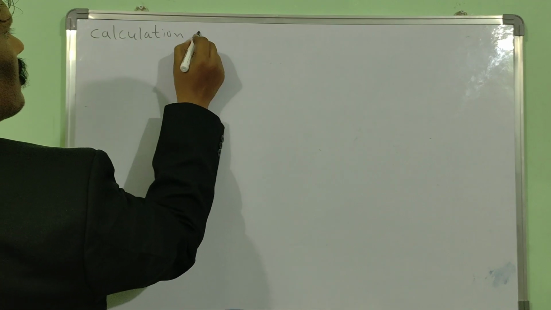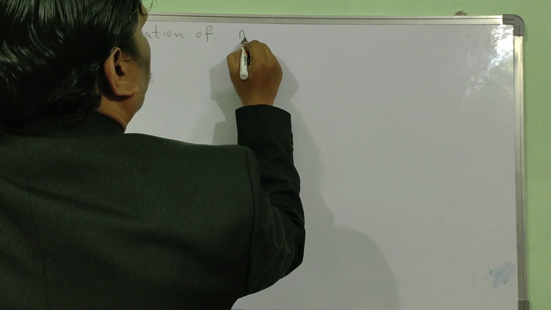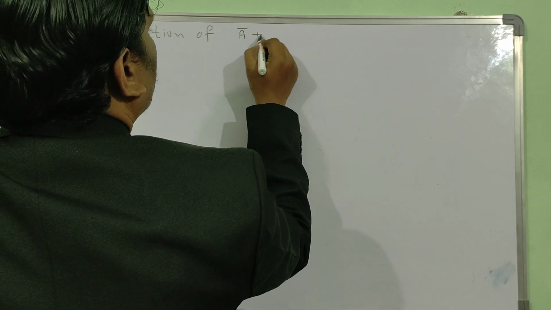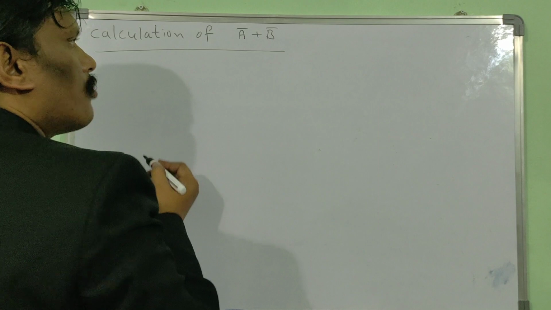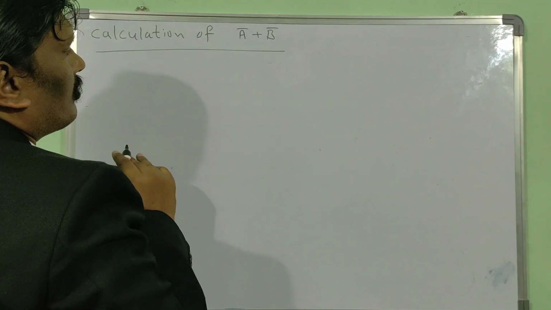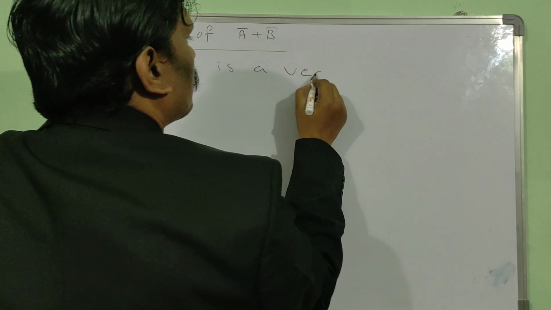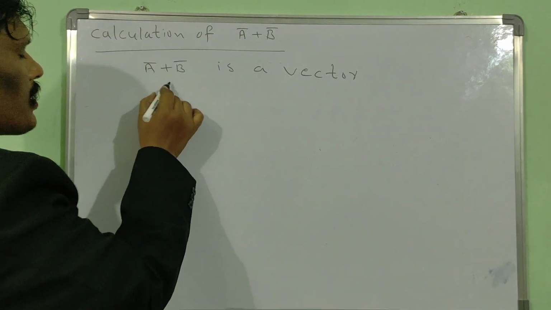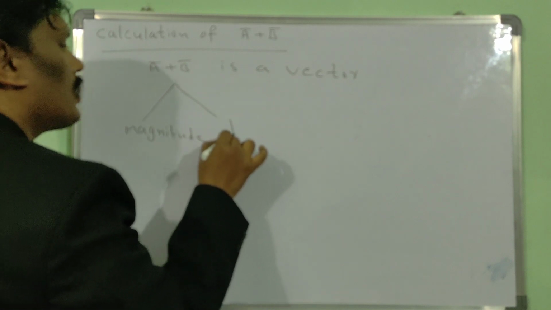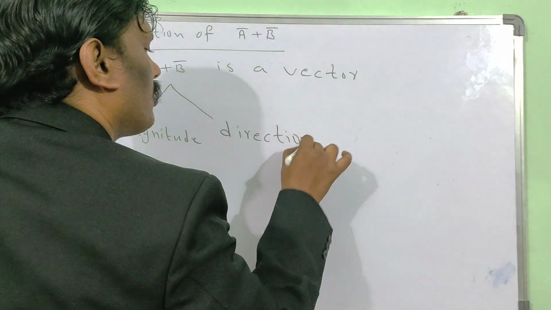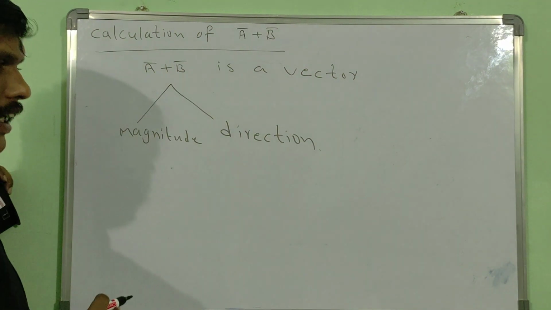Calculation of A bar plus B bar. Here A bar plus B bar is not a scalar, it is a vector. That means it has two things. One is magnitude. Second one is direction. Why? Because A bar plus B bar is a vector.